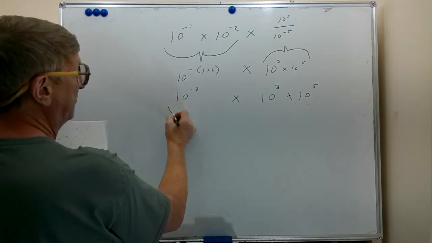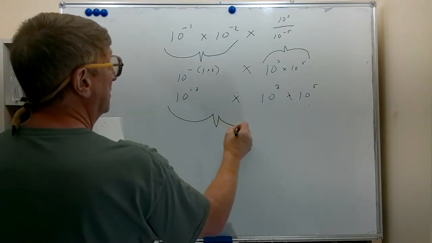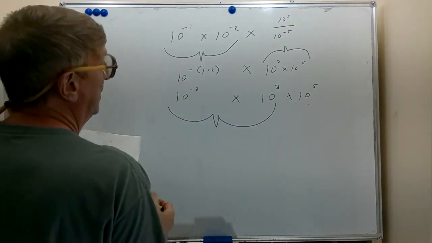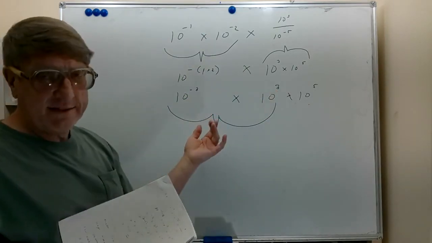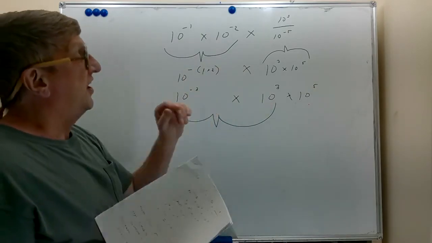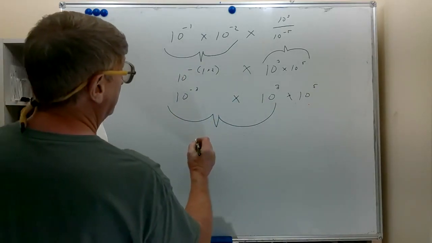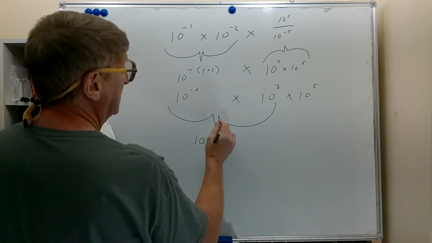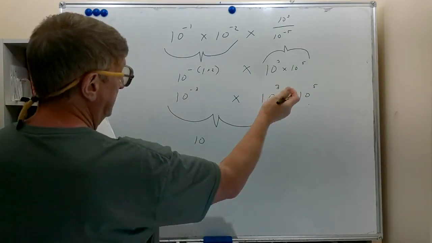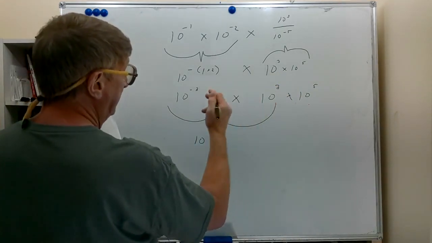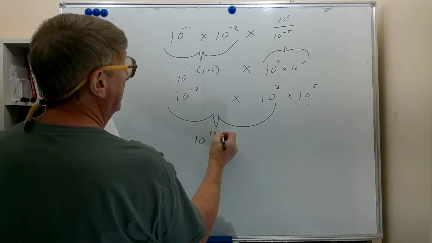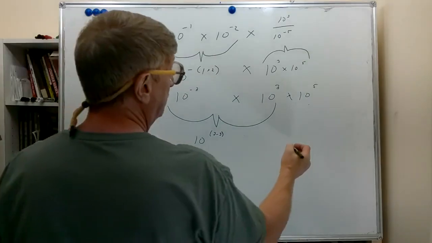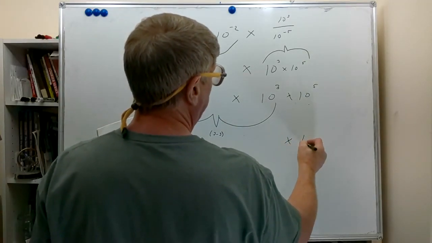Now let's do this piece. We have a negative sign and a positive sign. We subtract the two numbers and use the sign of the largest, so that becomes 10 to the positive, because 3 is larger than negative 3, but we end up with 3 minus 3. And we'll just bring this down, times 10 to the fifth.